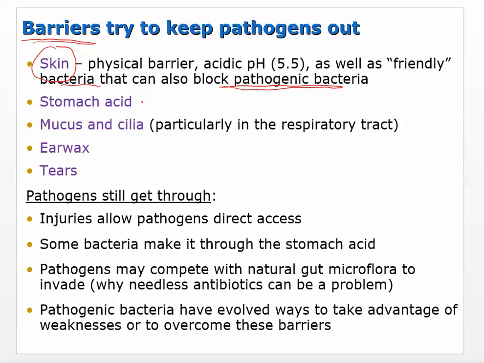We also have stomach acid, so if you eat the Oreo off the floor, as long as it's not in a daycare or worse, a hospital, you wouldn't want to pick it up there.